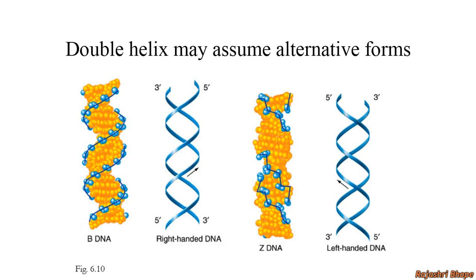I will show you in another video. This third one is Z form of DNA, which is zigzag DNA, found in only a few archaeal organisms.